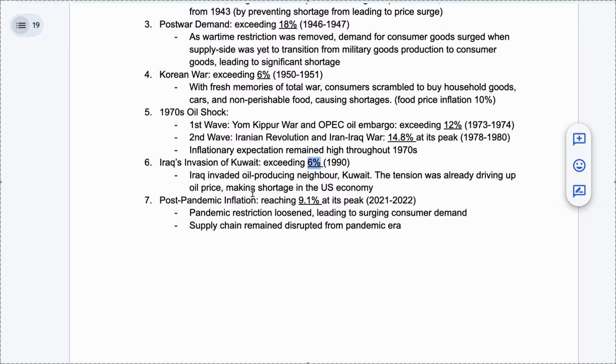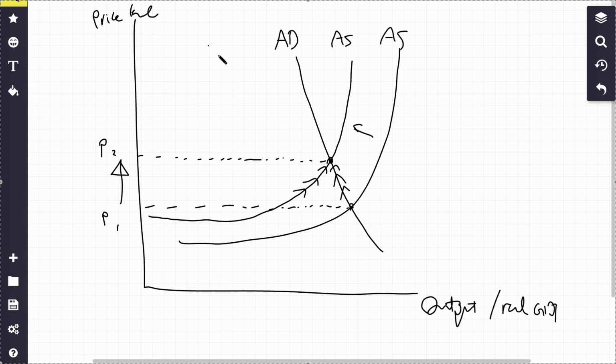And they started. Well, Iraq invaded Kuwait, and even before the invasion actually happened, the tension was already driving up oil price for the world, and the U.S. was importing oil from those regions. They saw their oil price surging too, and that made a shortage in the U.S. economy for all these firms that are using electricity, gas, and oil. They suffer from shortage. So same thing happened. I'm not gonna draw this again.